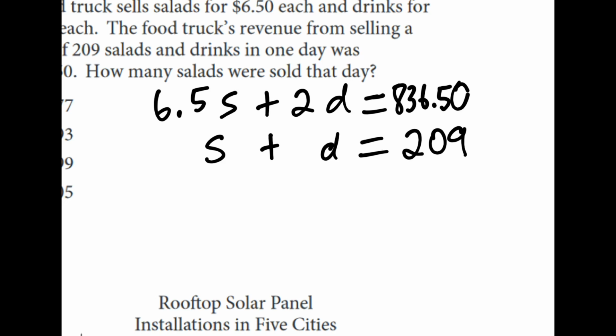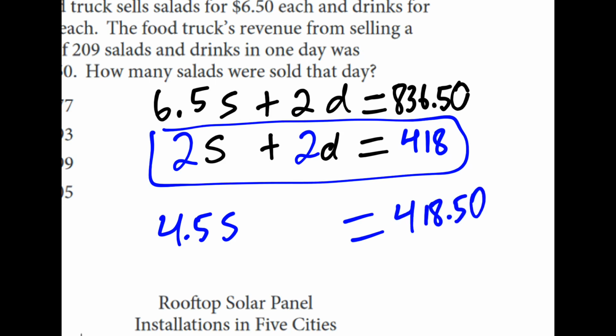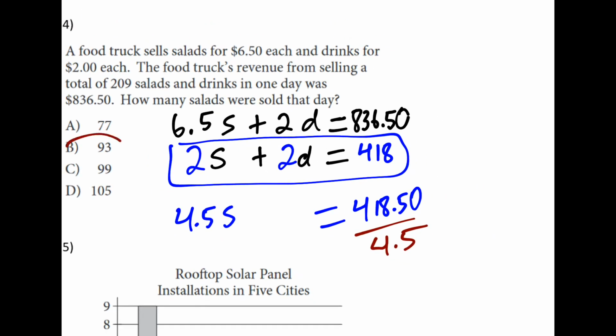Let's imagine we doubled this bottom equation. That way we could eliminate by subtracting straight down, taking this entire equation and subtracting all three columns straight down. 6.5 minus 2 is 4.5. 2 minus 2 cancels out. And 836.50 minus 418 gives us $418.50. If we divide this by the 4.5 sitting in front of S, we still get the same answer, 93.